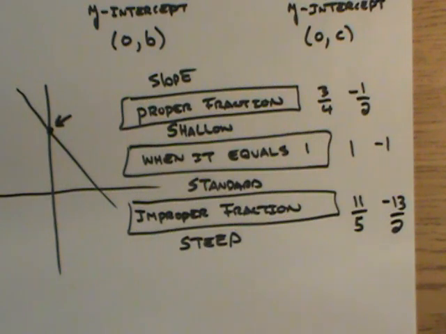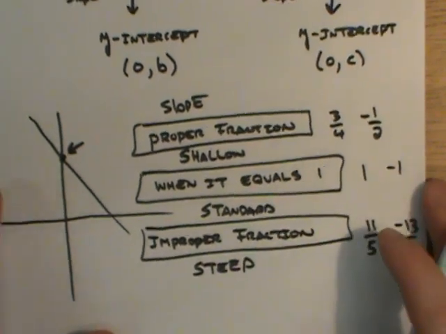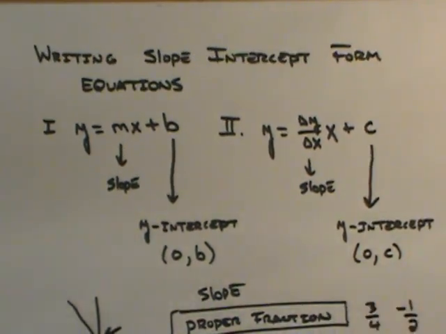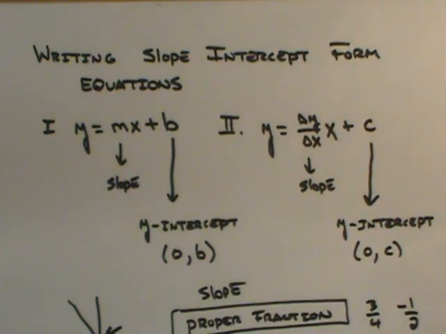Now, this is just an introduction to the writing of slope-intercept form equations, and in the next video I'm going to actually go through some examples. This is what your homework will look like, where we have to go through, find our slope, and then find our intercept and write the equation and predict what the line would look like.